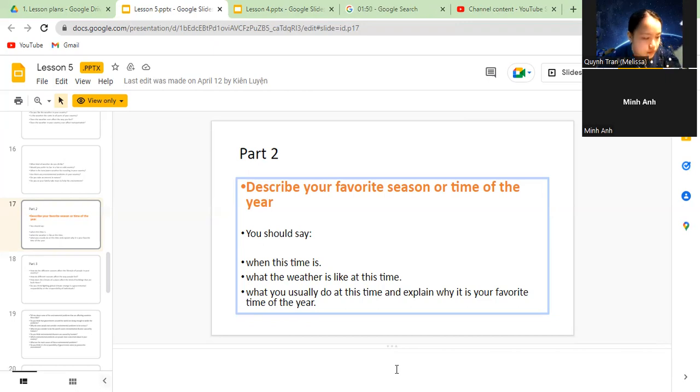To kick off, I like Tet holiday best. At that time, the weather sometimes drizzles, and it makes everything not really hot. Sometimes in the early morning it will fog. It fogs sometimes.